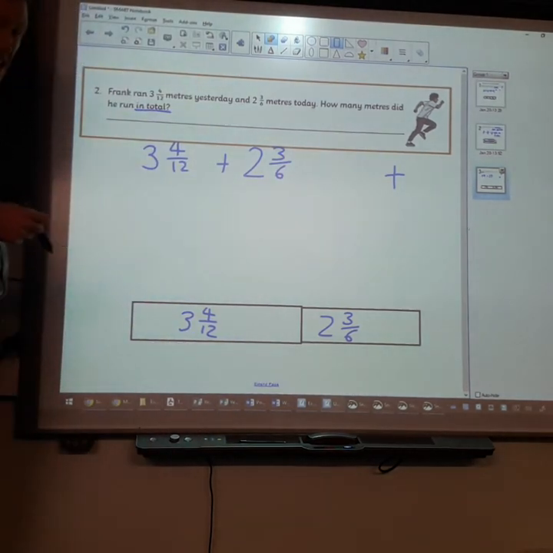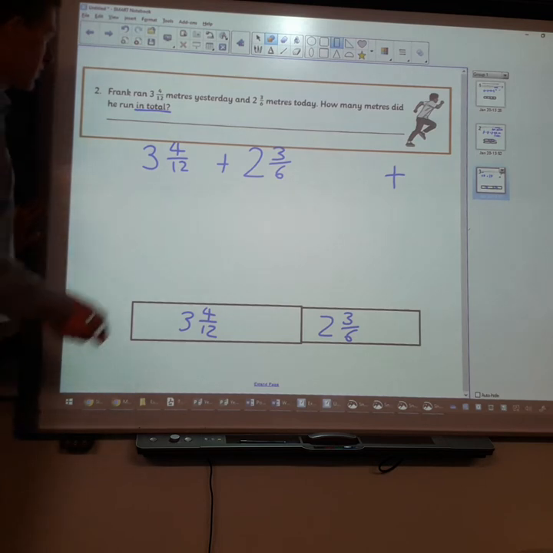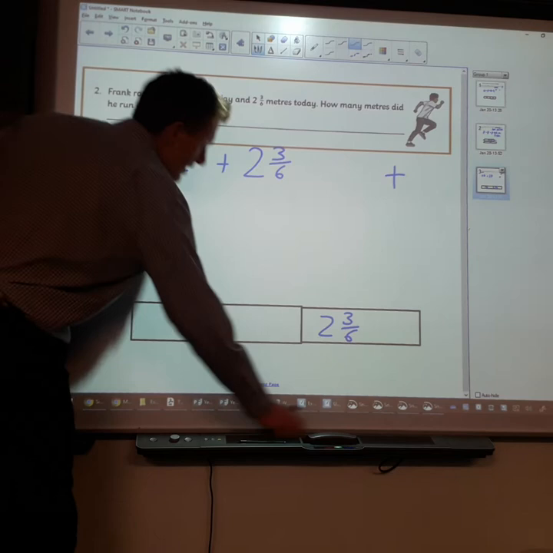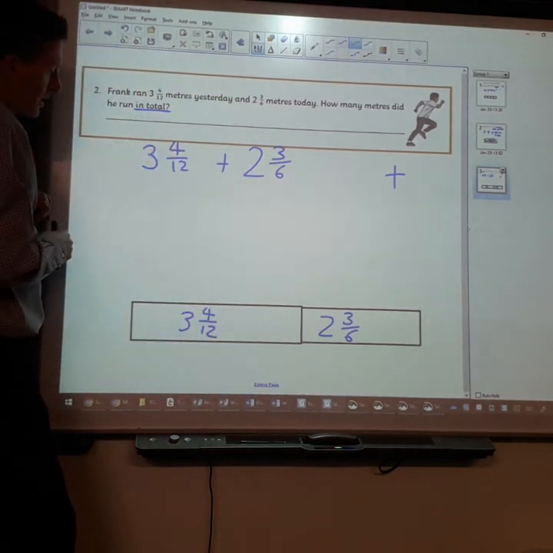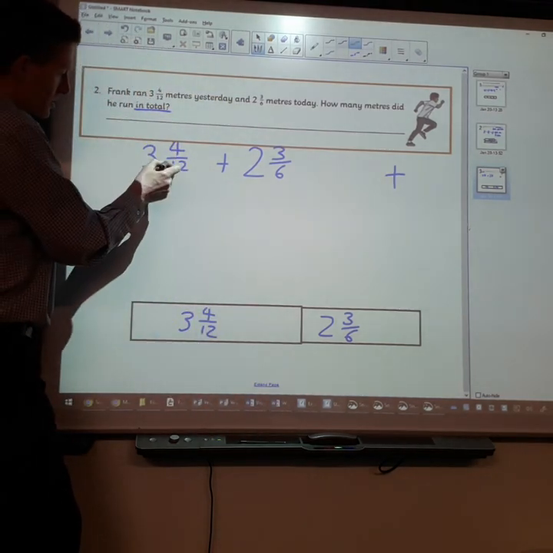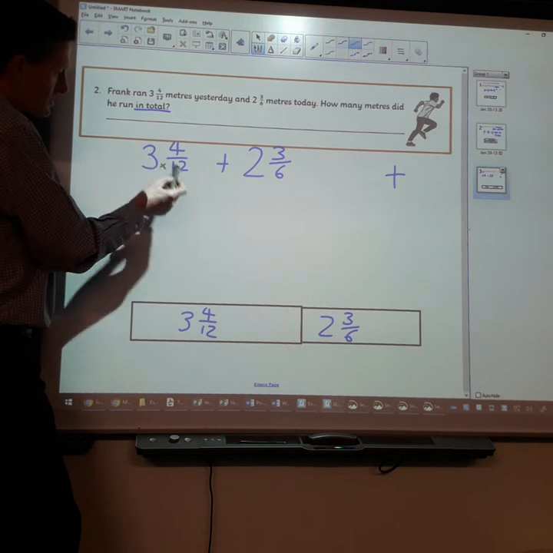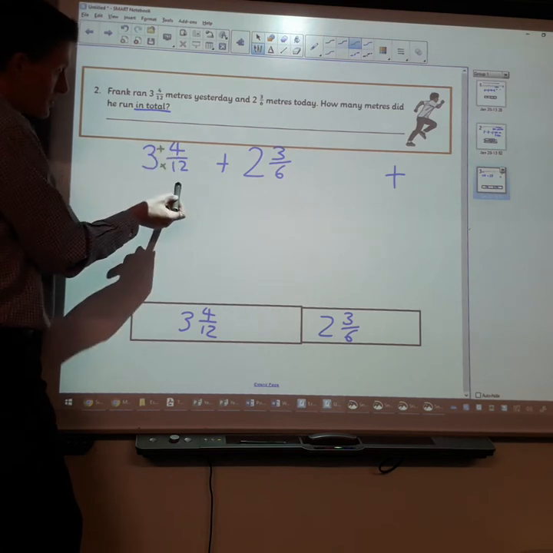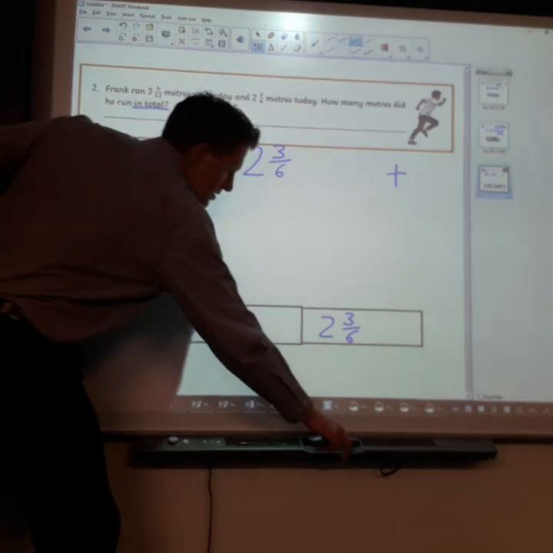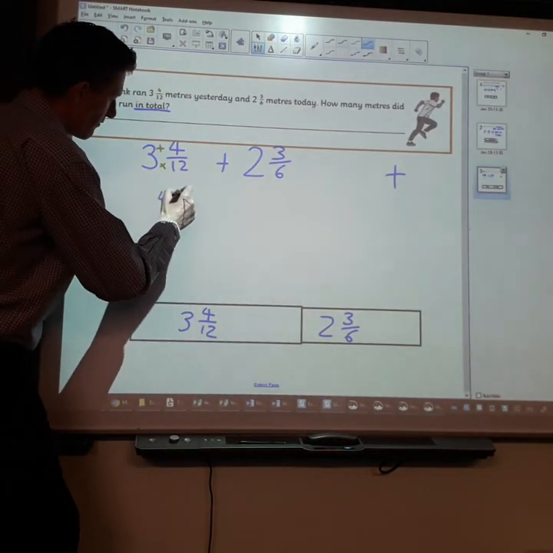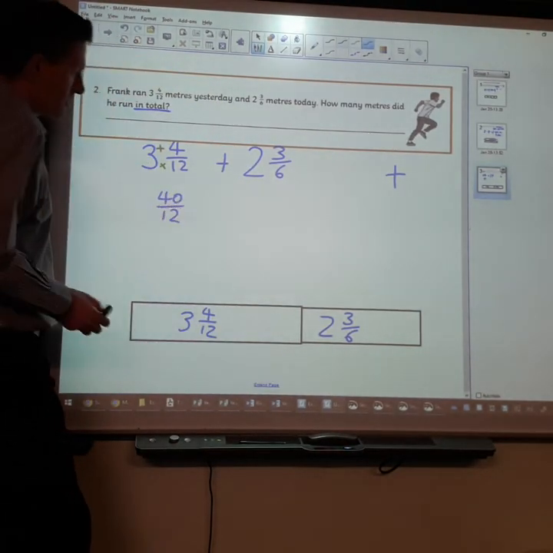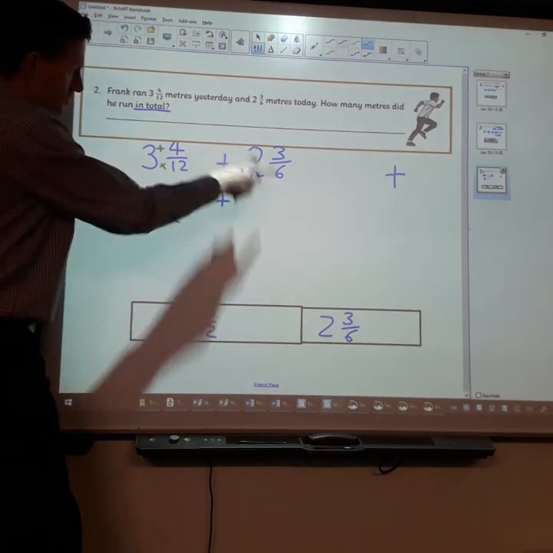And if you're looking at this and you've not seen these all week, it's very likely you won't be given problems like this. So now's your time to go and get on with your work. But anyway, we're going to turn these into improper or top-heavy fractions. So we do 3 times 12, which is 36, add on the 4. So the top-heavy fraction there would be 40/12.